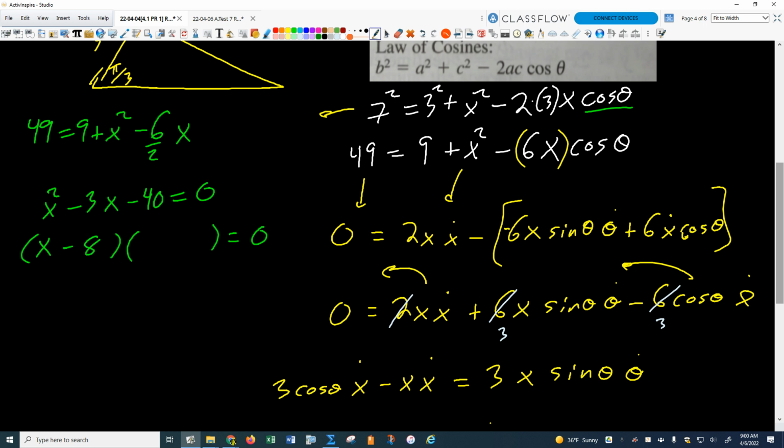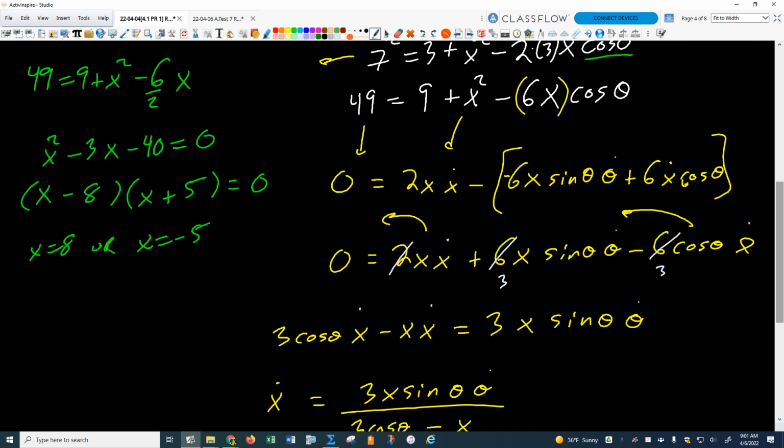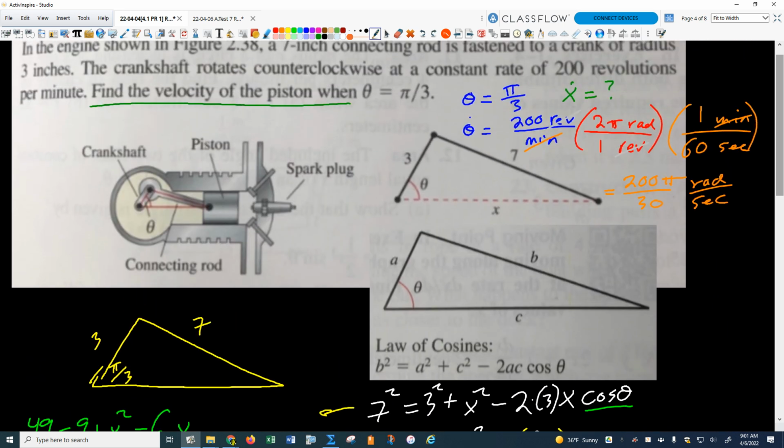There we go. X minus 8 times x plus 5. So we're getting the solutions x equals 8 or x equals negative 5. Now, which one of those physically makes sense and which one does not? Yeah, the 8. We can't have a negative length of a side of a triangle, can we? Right. So this one is non-physical. We can discard that one. It makes no sense, right? But we know x equals 8. So now we've got all the pieces that we need. So we can add that to our list of snapshot values up here.